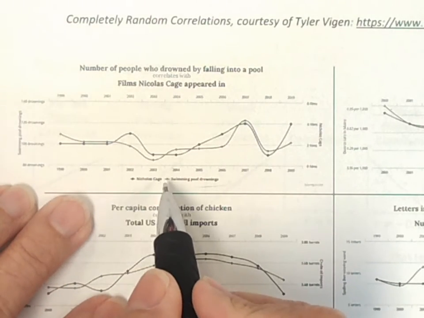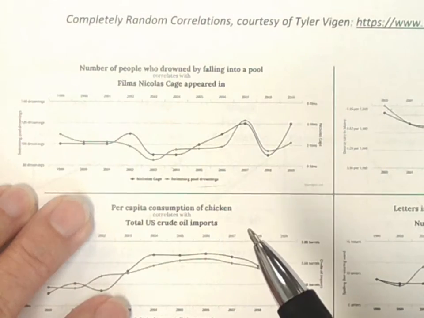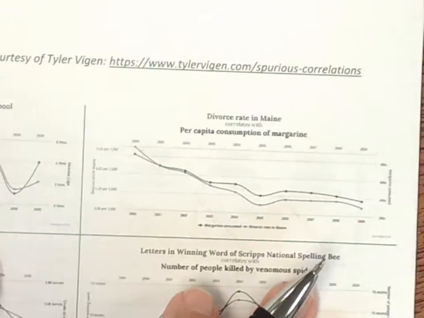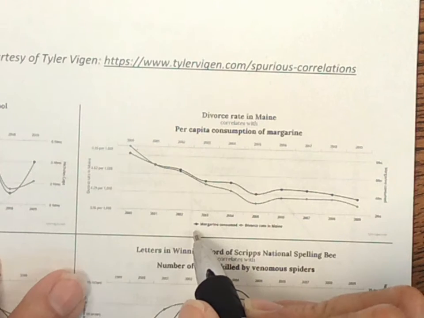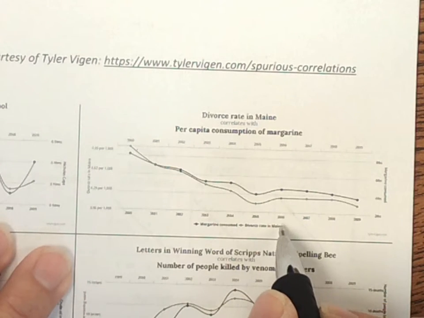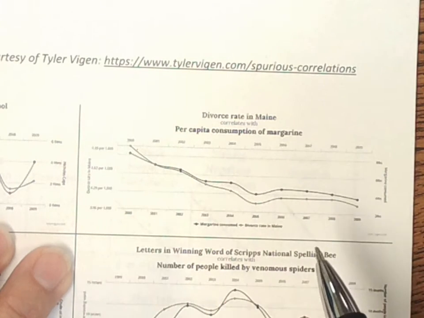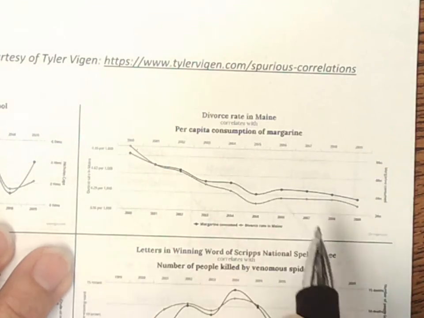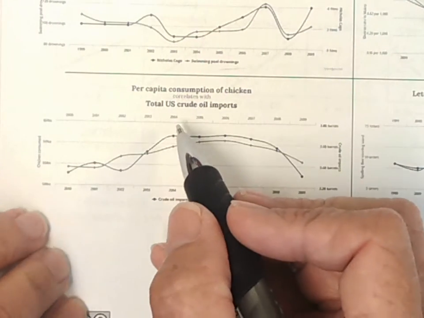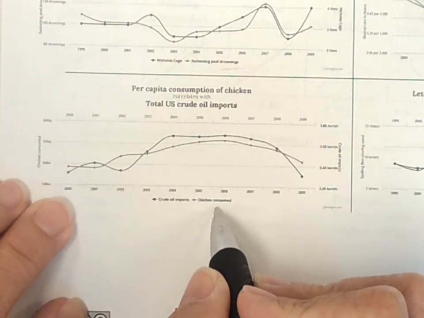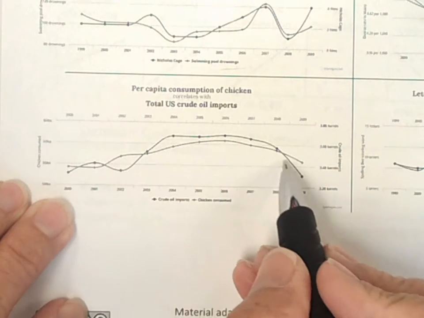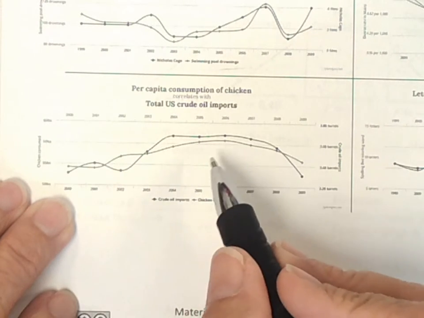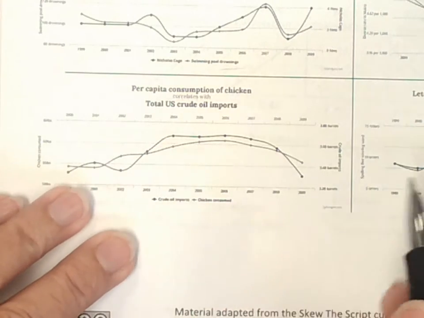The number of movies he appears in does not cause people to drown, right? How about this one? We've got the margarine consumed and divorce rate in Maine. Look at how closely those correlate. But they don't cause each other. There's got to be something else going on that's causing both these things to happen. If we look at this one, our crude oil imports versus chicken consumed, look at how closely these things go together. But again, they don't cause each other. They just are closely correlated.